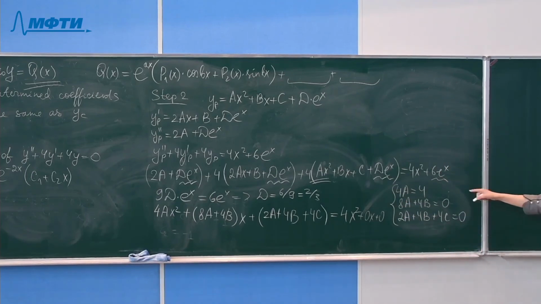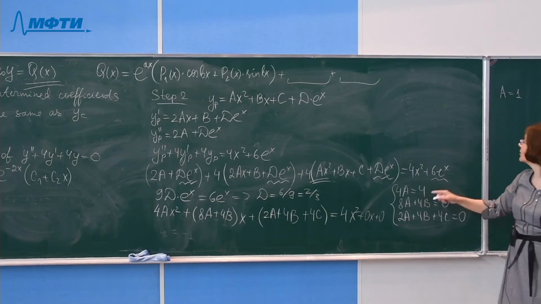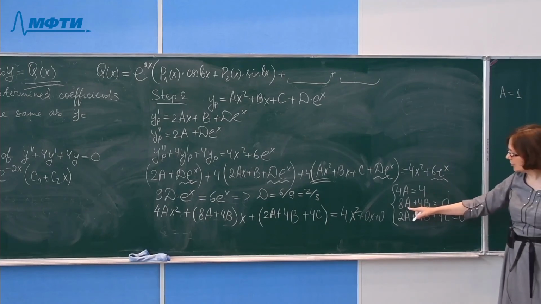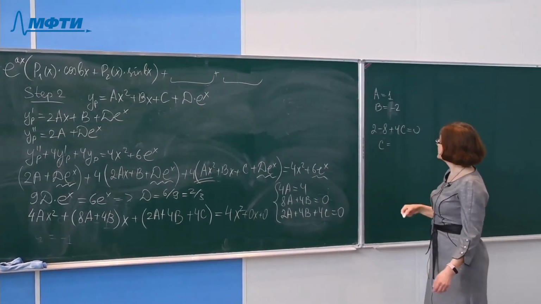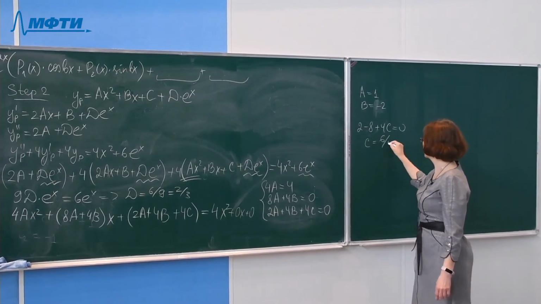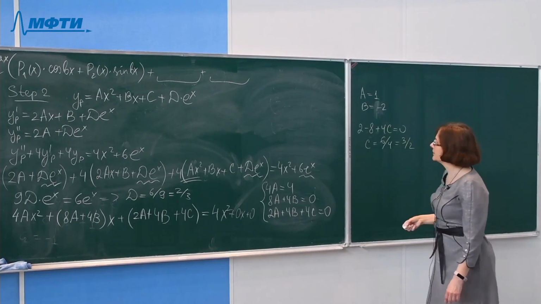So I need to solve this linear system, from which I have a equals 1. Then if I substitute 1 for a here, I will get b equals negative 2. And I want to find c. In order to find c, I must substitute 1 for a and negative 2 for b. And I will get 2 minus 8 plus 4c equals 0. So c will be equal to 6/4, 3/2.